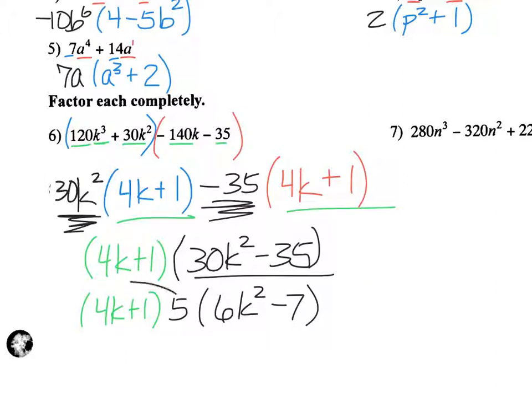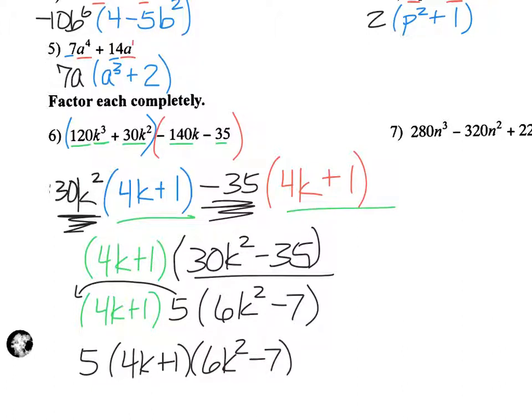And what you'll see here is GCF written at the front. 5, 4k plus 1, 6k squared minus 7. So I did that one without taking the GCF out at first, and it works. But problem number 7, I am going to start, so hopefully you've got this copied down. I'll give you another second here. Okay.